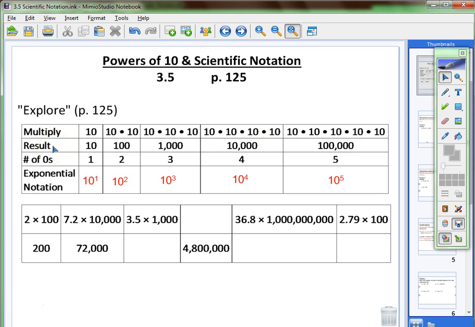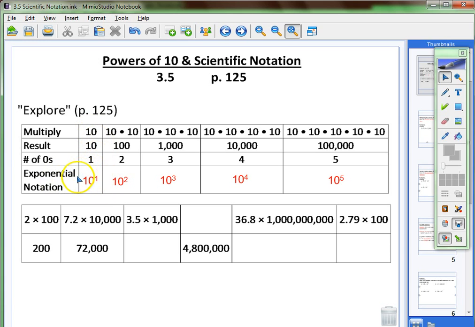The second row is the answer to those problems. 10 is just 10. 10 times 10 is 100. 10 times 10 times 10 is 1,000, and then 10,000 and 100,000. The third row asks us to count the number of zeros. There's 1 zero in 10, there's 2 zeros in 100, 3 in 1,000, and then 4, and then 5. And the fourth row asks us to write the original problem in exponential form.